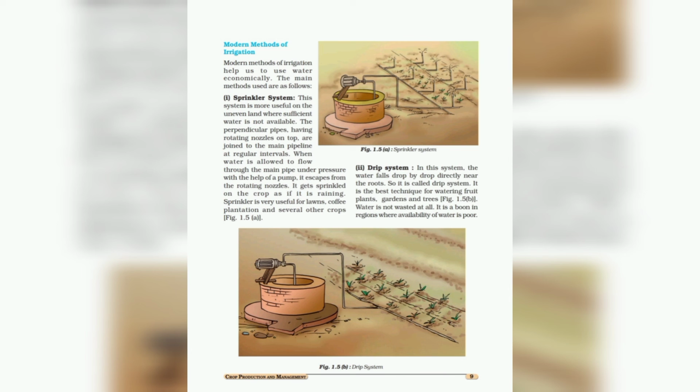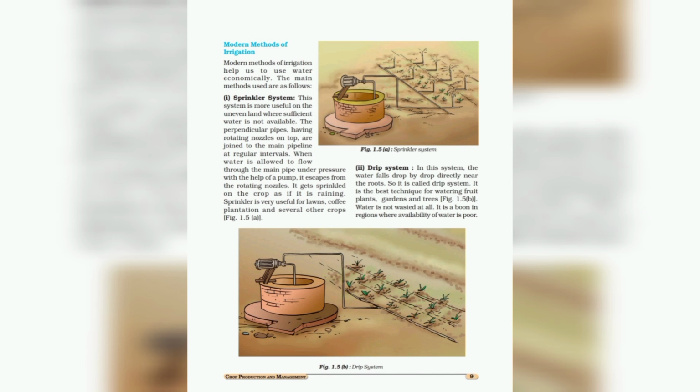As you can see in the figure also, this is a sprinkler system. This system is more useful on uneven land where sufficient water is not available. In sprinkler system, water is sprayed on the plants using sprinklers. So the perpendicular pipes having rotating nozzles on the top are joined to the main pipeline at regular interval. When water is allowed to flow through the main pipe under pressure with the help of a pump, it escapes from the rotating nozzle. It gets sprinkled on the crop as if it is raining.